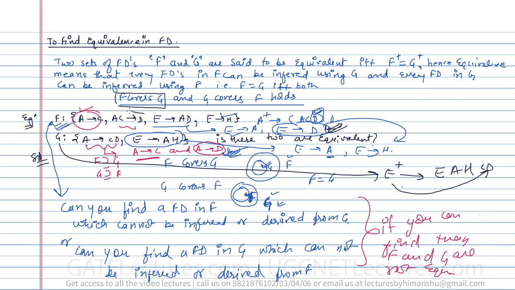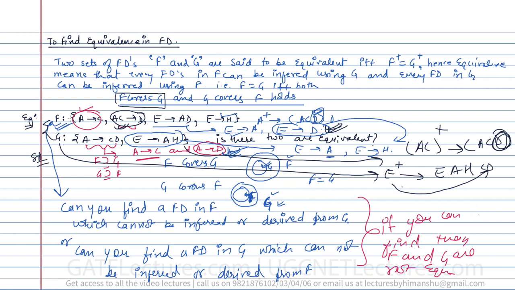Right, now the only thing which is remaining is AC derives D. AC derives D is present in F but it is not present in G. So if you take AC closure in G, what are the things you can identify? AC closure contains A, C, D, right? So ACD is there. Because ACD contains D, this AC derives D can also be covered in G. So there is nothing which is present in F but not present in G, and nothing which is present in G but not present in F. Therefore we can say F and G are equivalent.